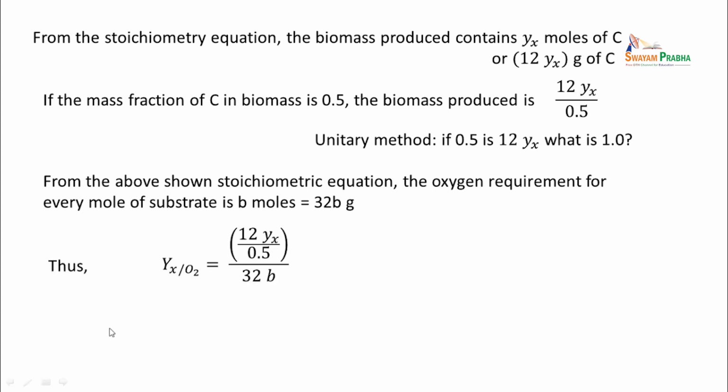Therefore, the yield of cells with respect to oxygen, YX/O2, the mass of cells is 12 YX by 0.5, and the mass of oxygen is 32b.